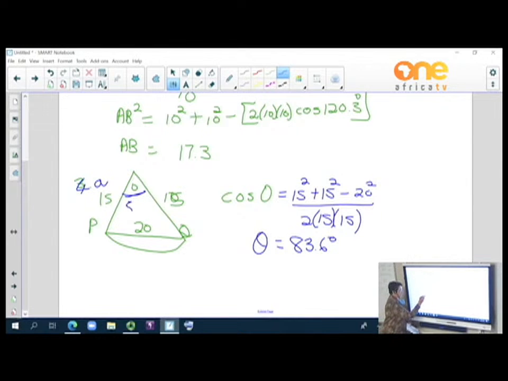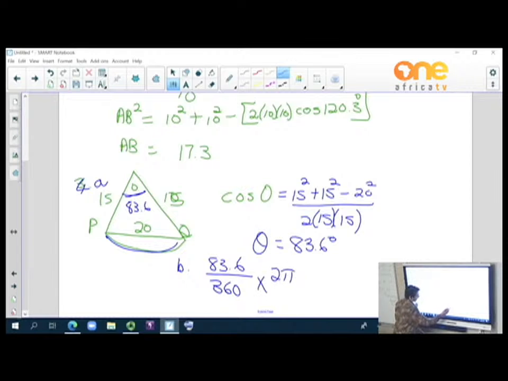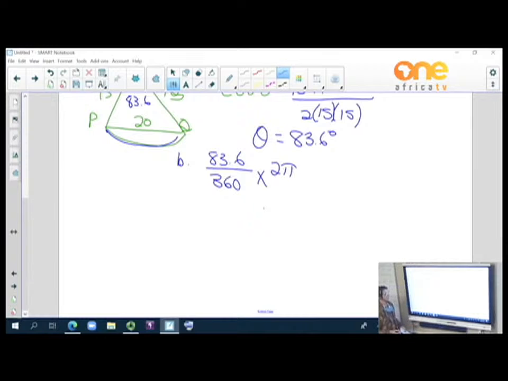Okay, and this is the angle that we are calculating now there. So once we've got this one, the next question is now to find that arc. So the length of the arc, so now it is theta over 360, which is then 83.6 over 360 times 2 pi. And what is the radius in this case? Yeah, not the 20, but the 15. I'll multiply there by 15.